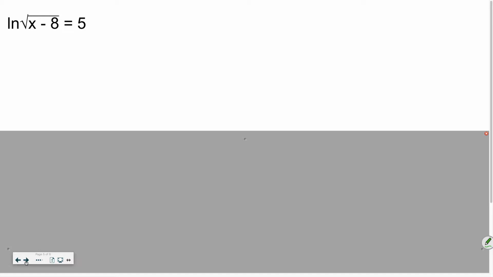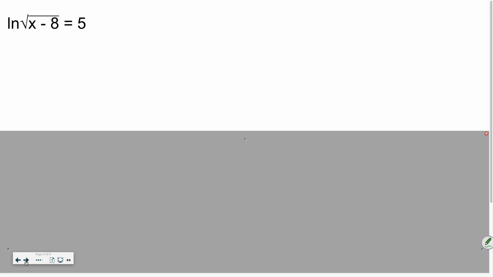Here's the first. The variable is inside of our logarithm. Okay, there's also a square root involved. Okay, so we need to decide what our first step is going to be. Any thoughts?